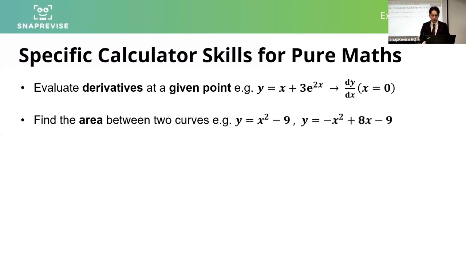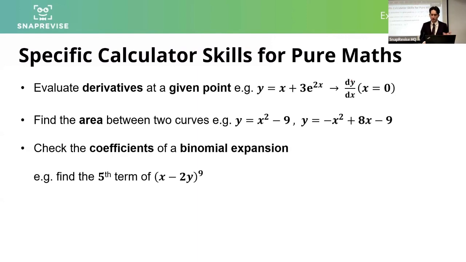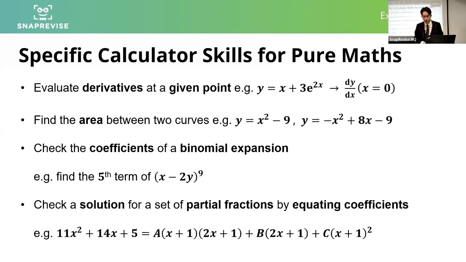Other things it can do: finding the area between two curves from integration, coefficients of binomial expansion. Of course, we know we need to use the calculator for binomial. It's really helpful. It saves us a lot of time. Checking solutions to partial fractions can be good, especially if you go through it this method where you equate coefficients or sub stuff in, use your calculator to check that quickly.